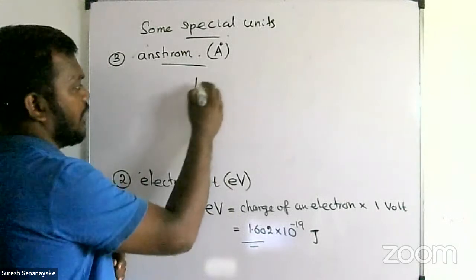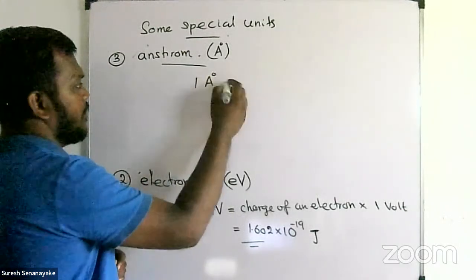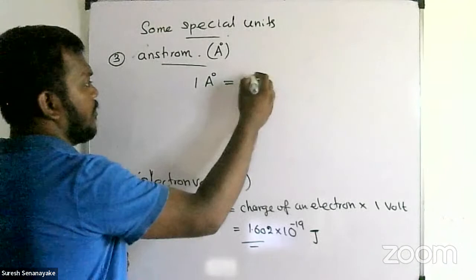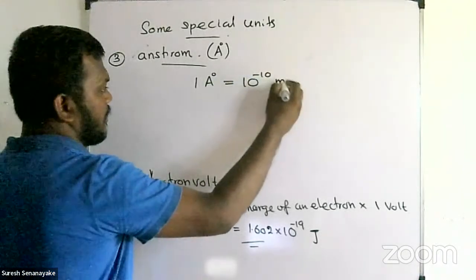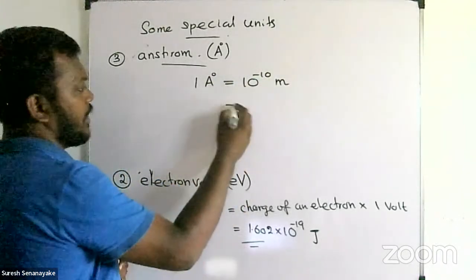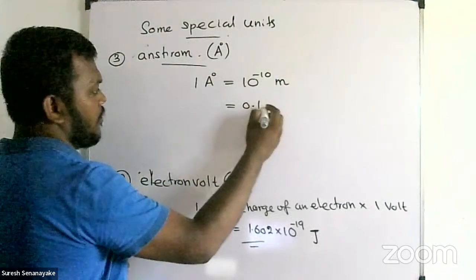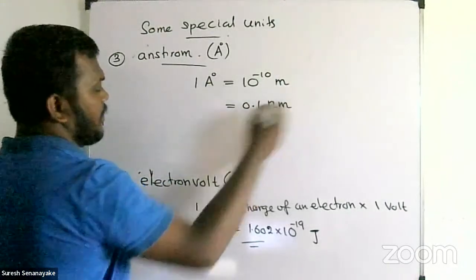So then you can write 1 angstrom. You need to keep it in mind: 10 to the minus 10 meter. So we can say this is also equal to 0.1 nanometer.